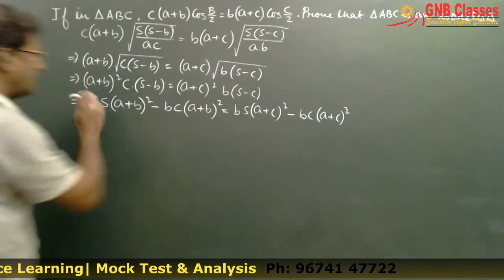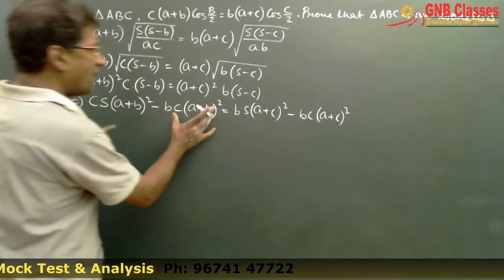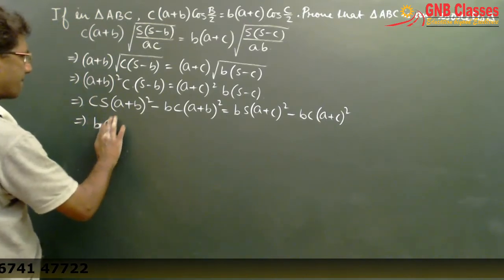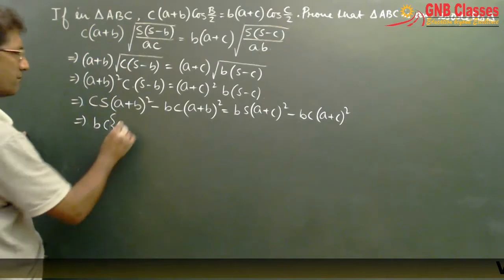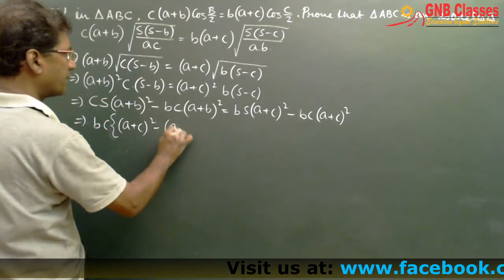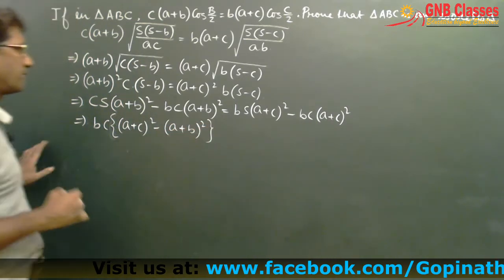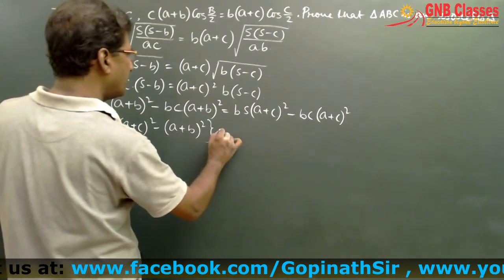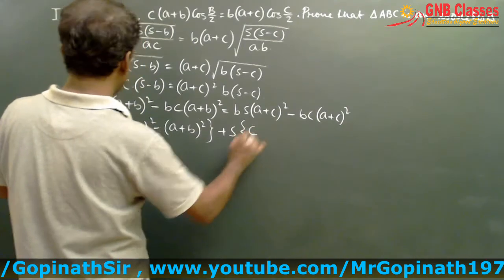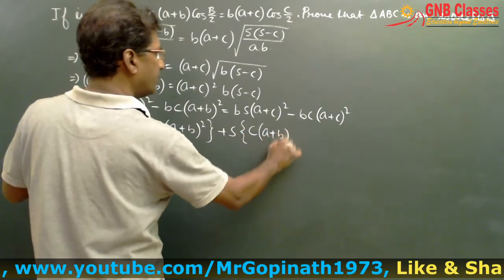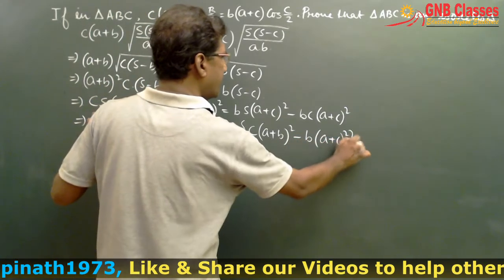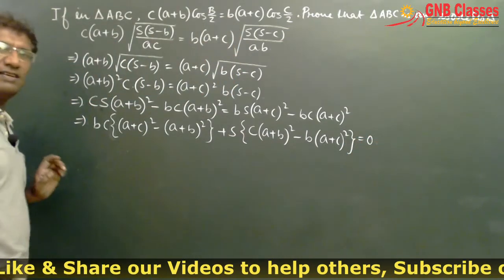Now, let me take everything in the left hand side, and by combining this and this, we are taking BC common, so we are left with a plus c whole square minus a plus b whole square. And from this one, we are taking s common, so we are left with c times a plus b whole square minus b times a plus c whole square, and in the right hand side we are having 0. Is it clear to all of you?